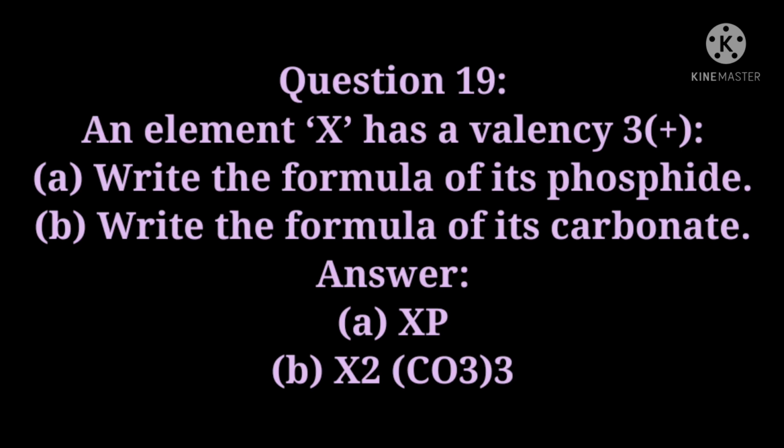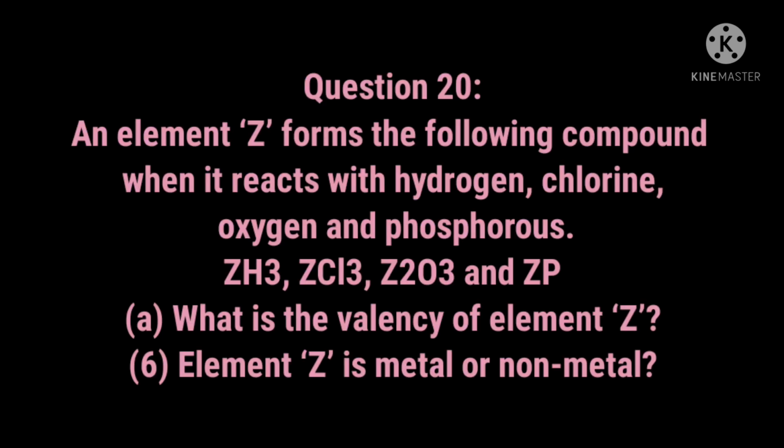An element X has valency 3. So what will be the formula of its phosphide? It will be XP, and for its carbonate, X2(CO3)3.